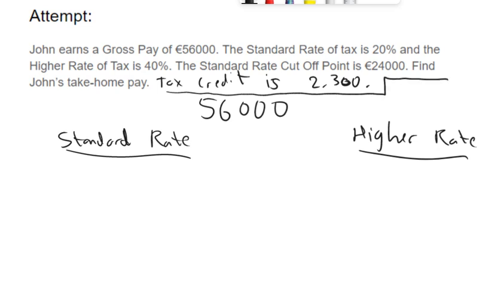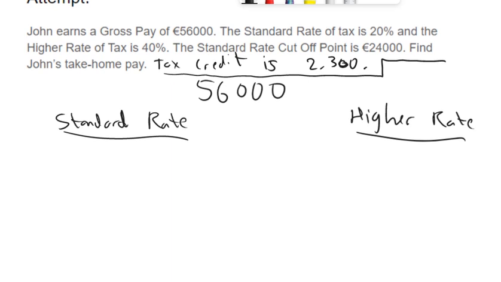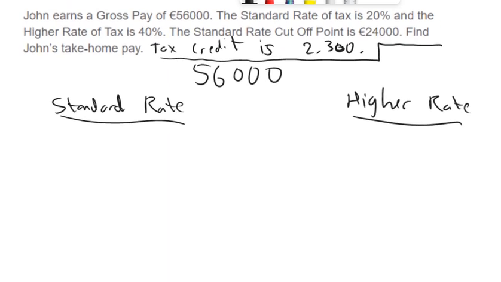Yeah, so when you've figured out the tax, then take away the tax credit at the end, and that'll be it, and you can take that away from your gross pay. So if you want, you can pause the video now and have a go at it, and then play it on, and I'll correct it.